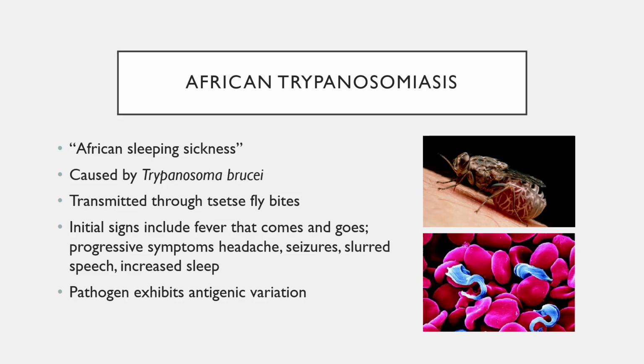Even as the immune system is clearing it from the body, subsets of the pathogen will vary their antigens and evade the immune system while the infection is still ongoing. The current approach to preventing it is vector elimination rather than vaccination, that is, getting rid of the tsetse flies.